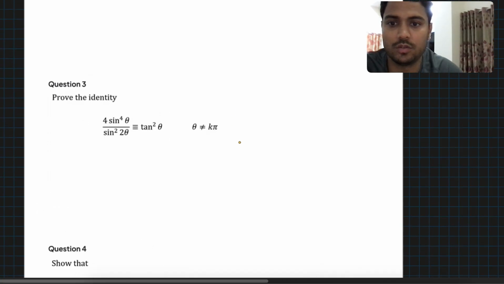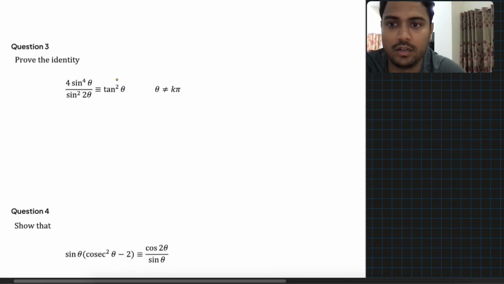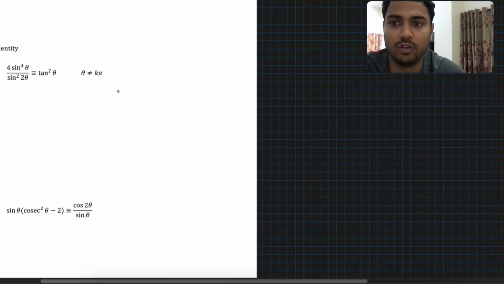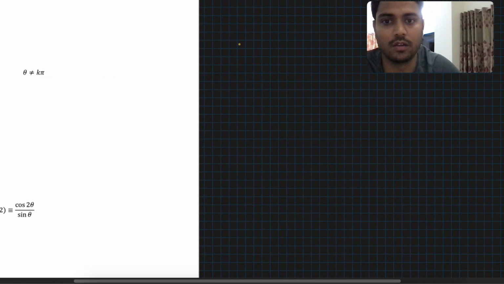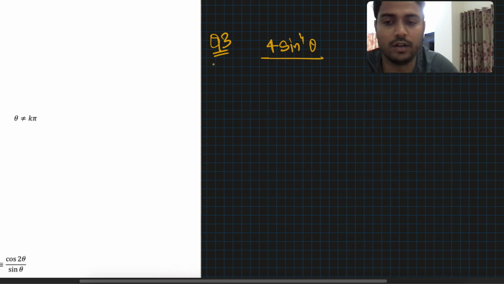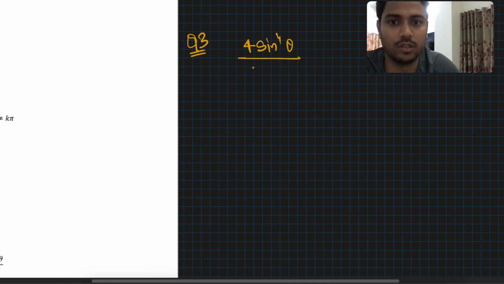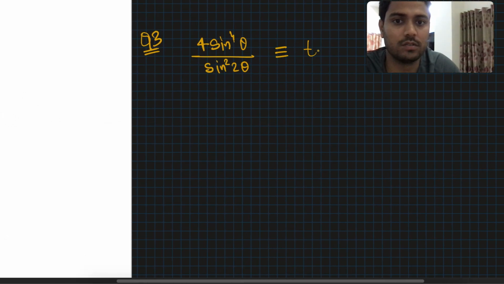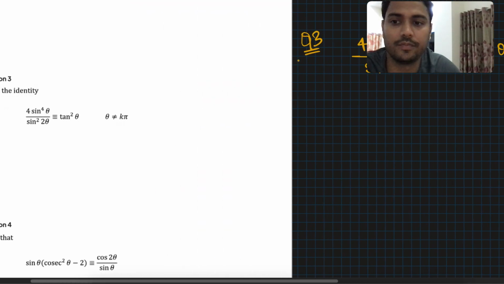So what is question number 3? Question number 3 says: prove the identity 4 sine 4 theta upon sine square 2 theta is equal to tan square theta. So this is what we have to prove. Let me write it down. Question 3. Four sine 4 theta divided by sine square 2 theta, which we have to prove as tan square theta.